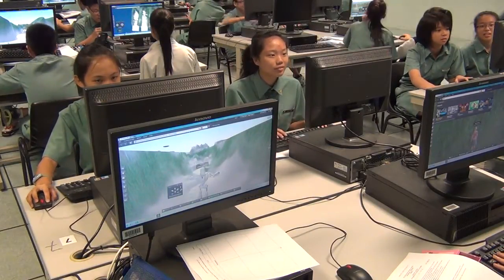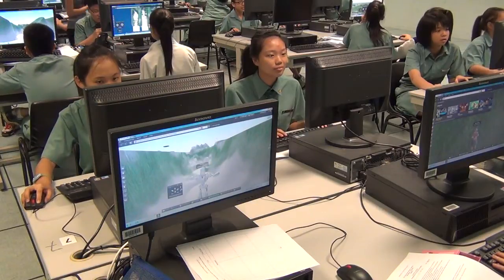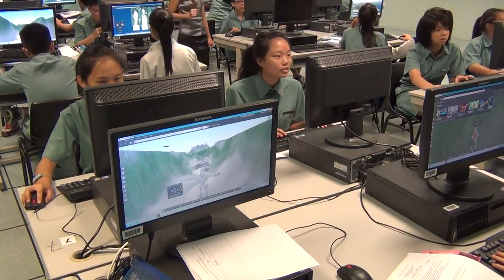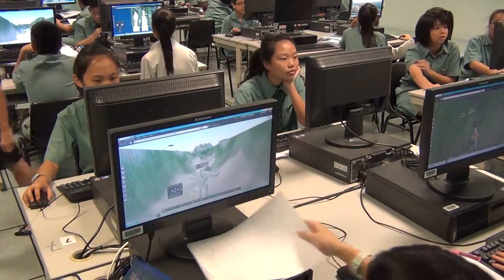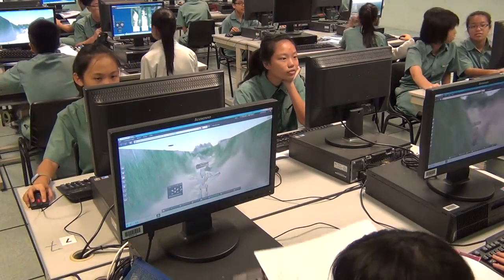Those of you with the 3D view, you still need to refer to your friend's computer with the aerial view in order to complete page 3 of your worksheet. Okay?